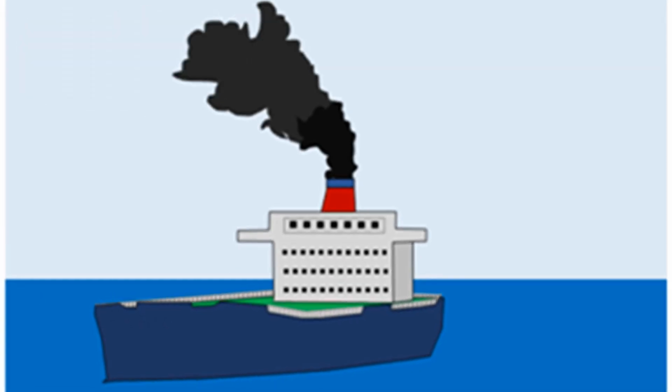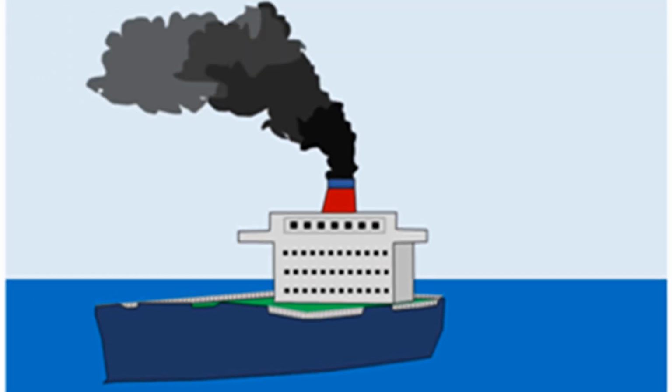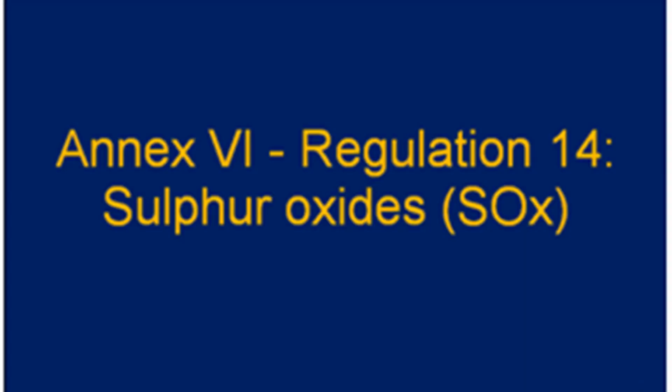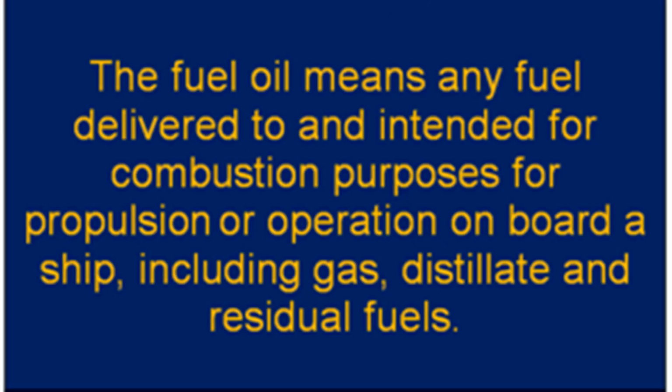So what is IMO? What has IMO done about the control of these SOx or sulfur oxide gases? First of all, let us understand the definition of fuel. Fuel oil means fuel that is delivered on the ship for combustion purposes, for the propulsion of the engine and other operations. So regulation 14 of Annex 6, SOx and particulate matter, relates to the fuel oil which is used on board ships in various equipment like main engine, auxiliary engine, boiler and inert gas generator. The provision, however, does not apply to the fuel oil that is carried as cargo.